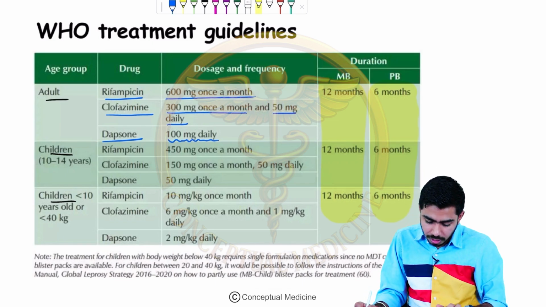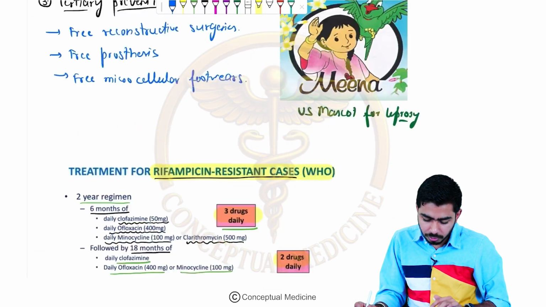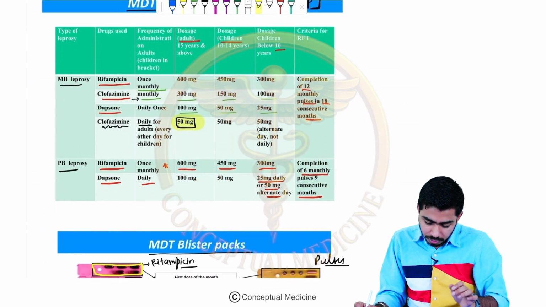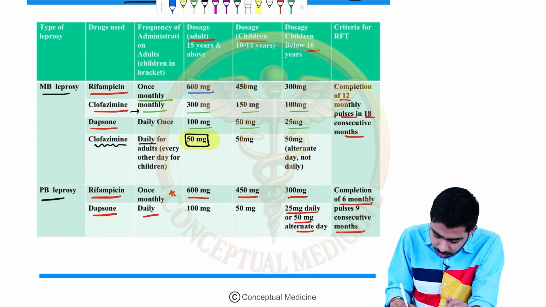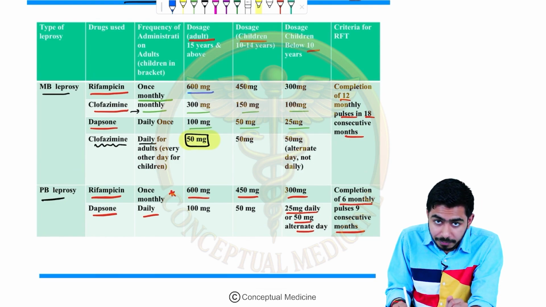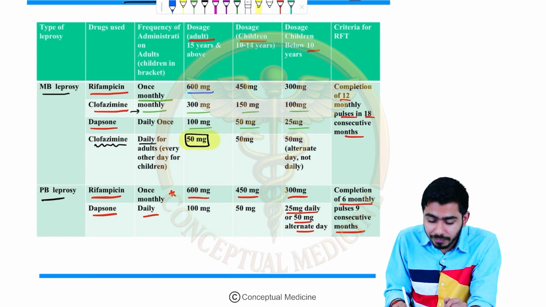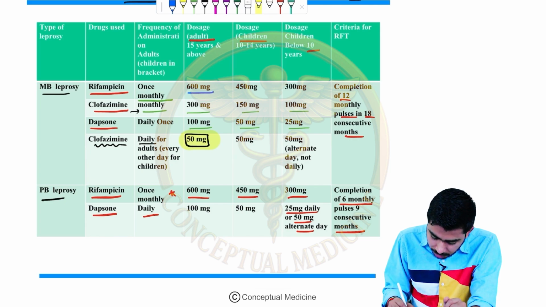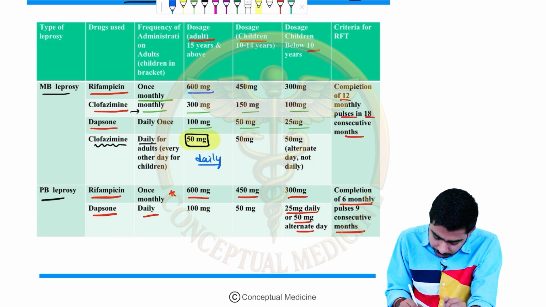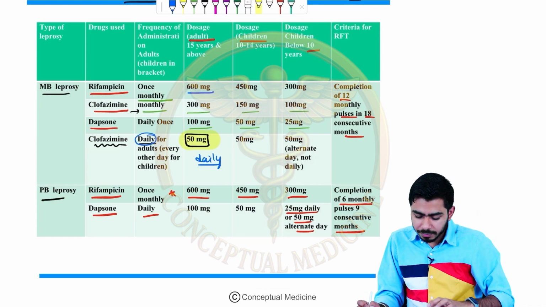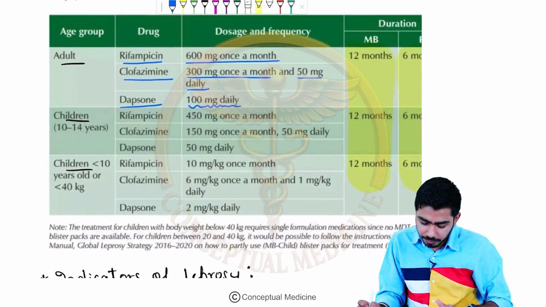Dapsone 100 mg daily. In our National Leprosy Eradication Program, if you remember, it was the same. Rifampicin, I told you, was 600 mg, Clofazimine 300 mg monthly, and 50 mg daily. And that is written over here as well, that is daily. So that is the same from the WHO side as well.